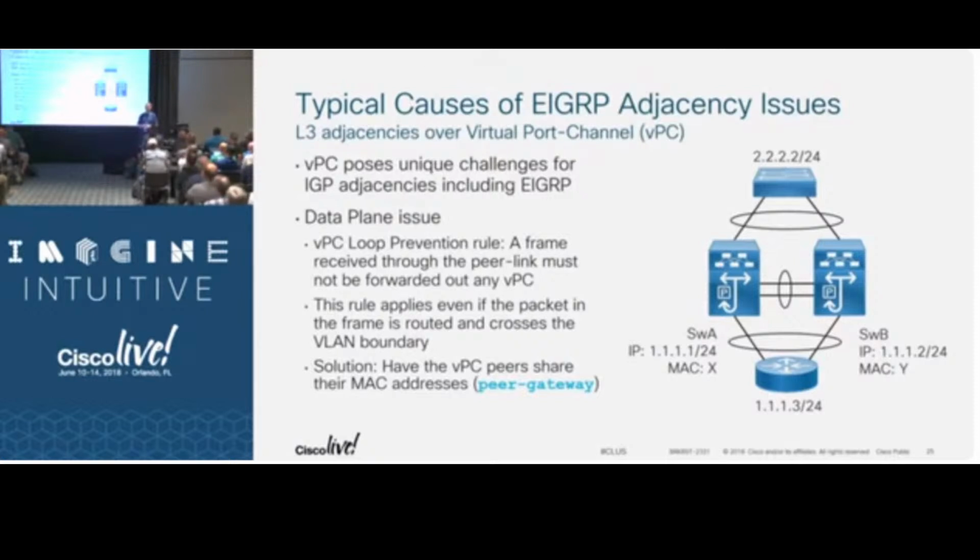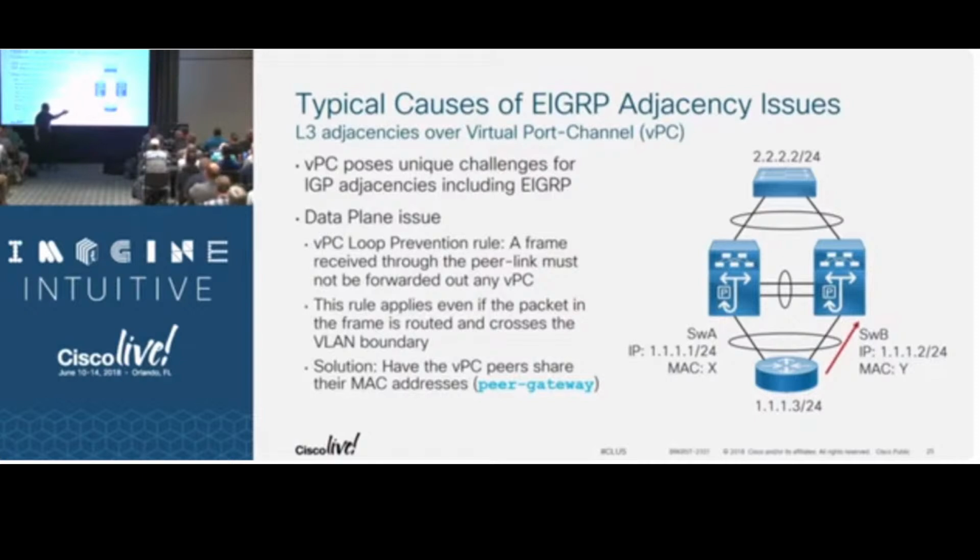Now, we need to prevent frame duplication and possible switching loops, and we do it by a very simple rule that says, if a frame comes in through a vPC peer link, it cannot go out through any physical port of any virtual port channel, because it might get down to the very same box that sent the frame in the first place. What is not that obvious is that we impose this rule also for routed packets. What I have in mind.